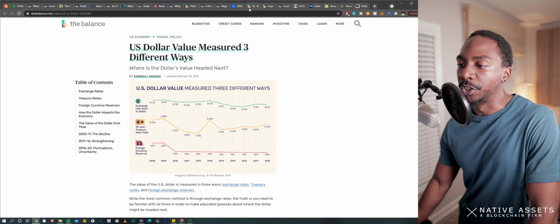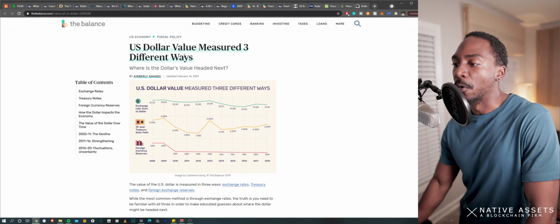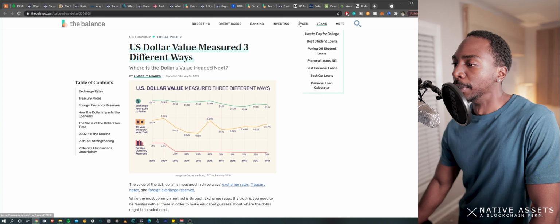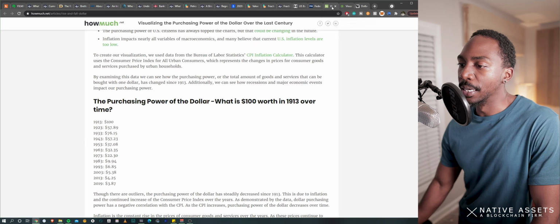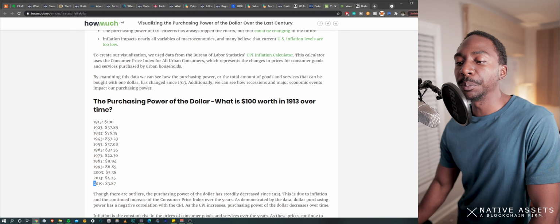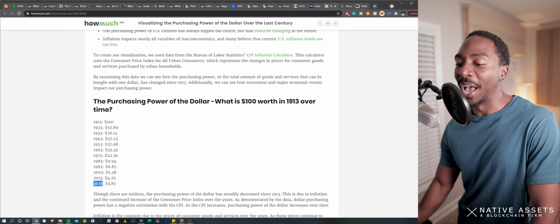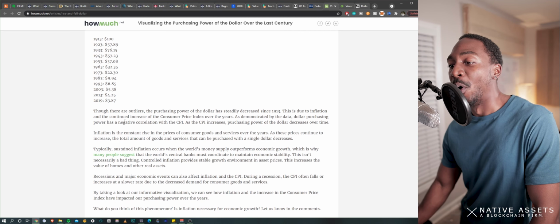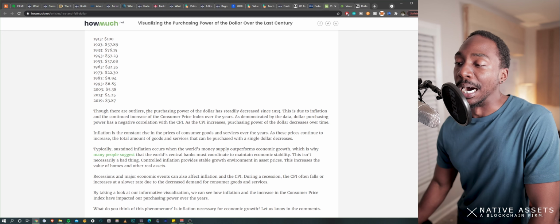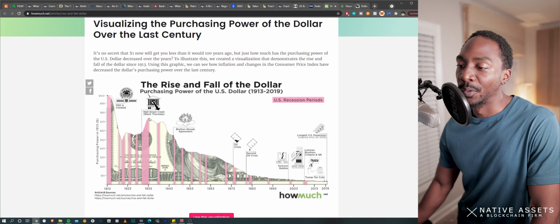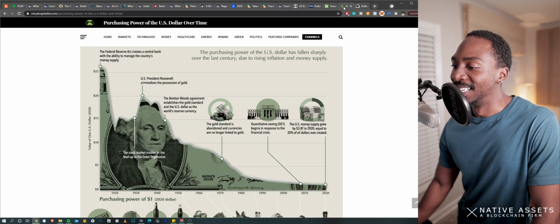So I have a chart up here. Boom, here we go. US dollar value measured three different ways. So you have exchange rates, you have treasury notes, you have foreign currency reserves. But the important thing is, I'll bring this back up again, how this purchasing power keeps dwindling down. Mind you, in 2019, there was still a reserve banking requirement. We don't have 2020 on here. So what is the dollar actually worth now? So that is a major threat to your wealth.